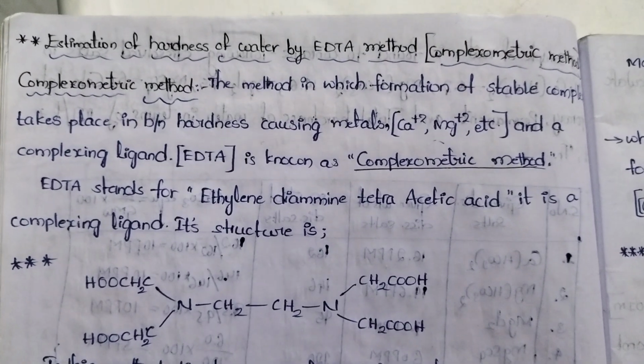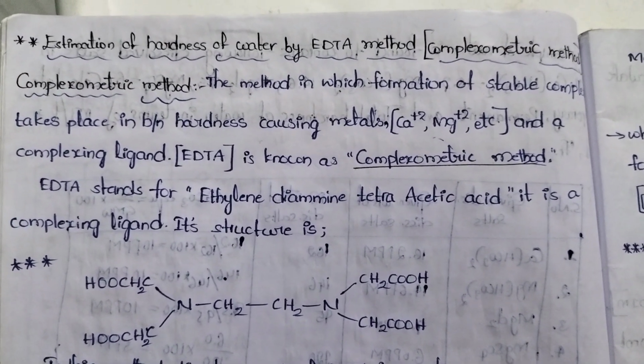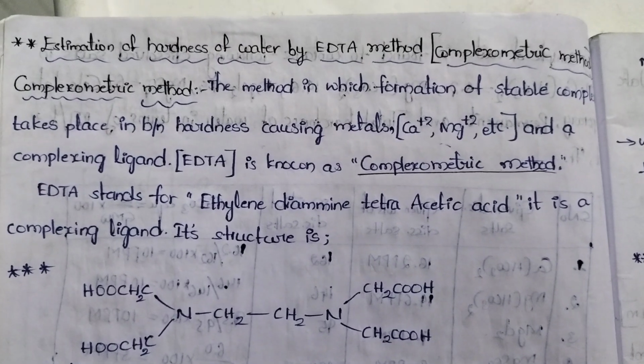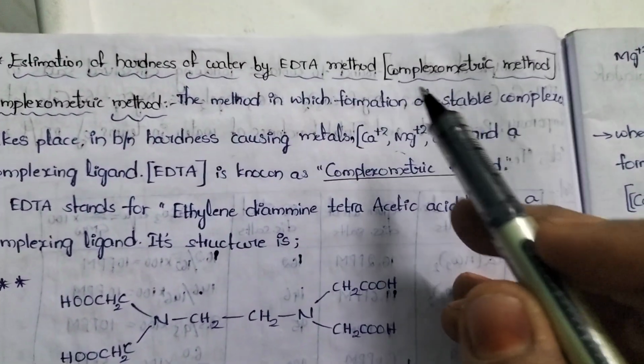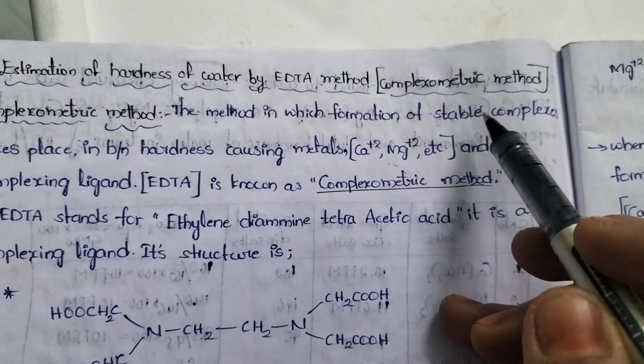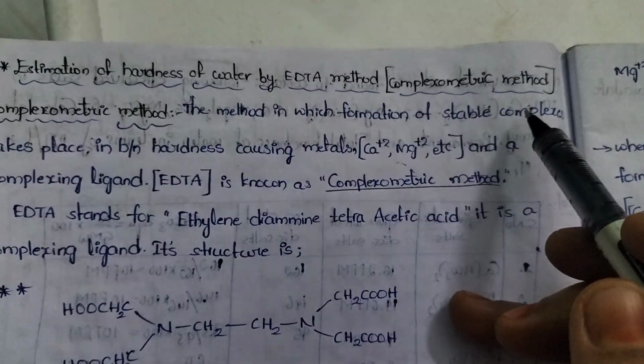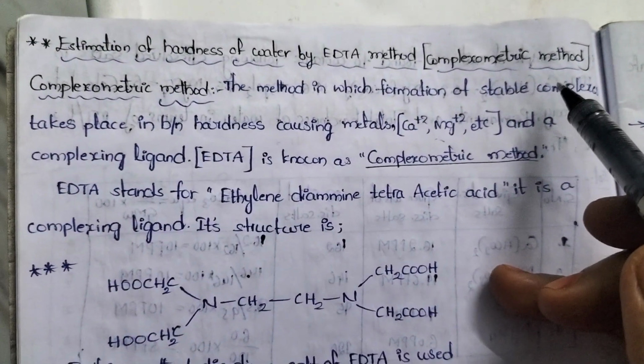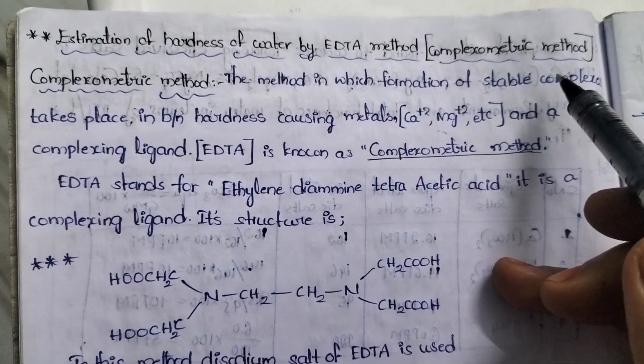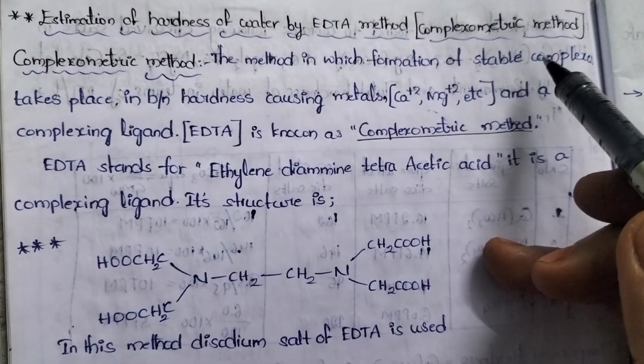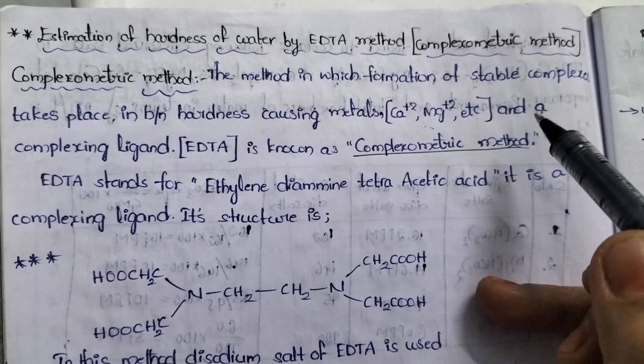Hello everyone. Our topic is estimation of hardness of water by EDTA method. It is well known as EDTA method, but the actual name is complexometric method. Before going to explain about estimation of hardness of water, first we need to understand what is the reason for hardness.